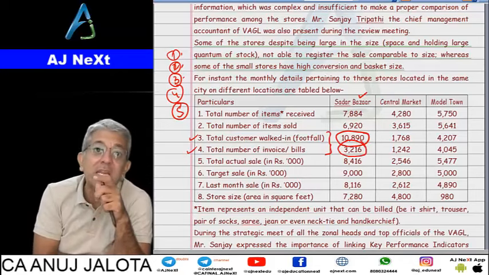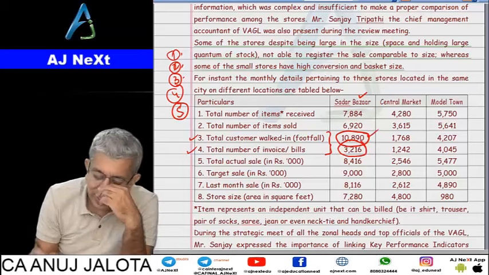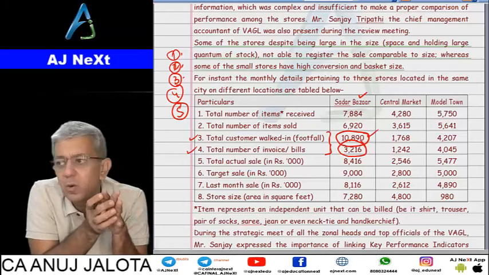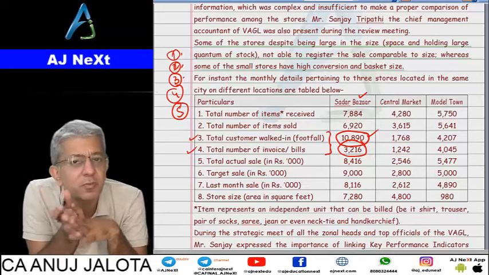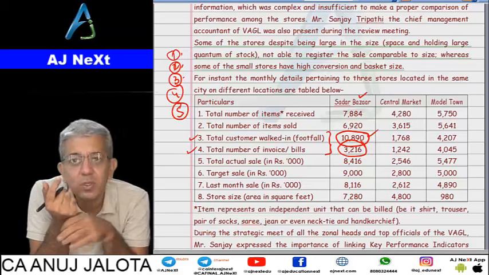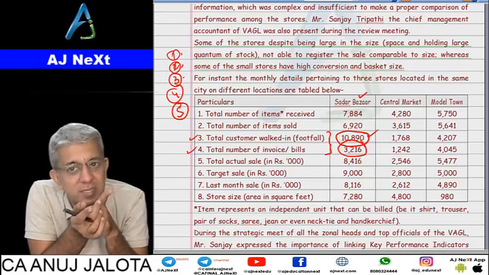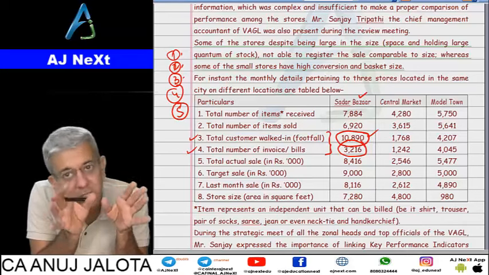Now, that reason could also be that 10,890 people had visited, but out of them, 5 or 6 were from the same family. So technically these are 6 people, but for purpose of billing, there will be only one single bill. So this might not justify.